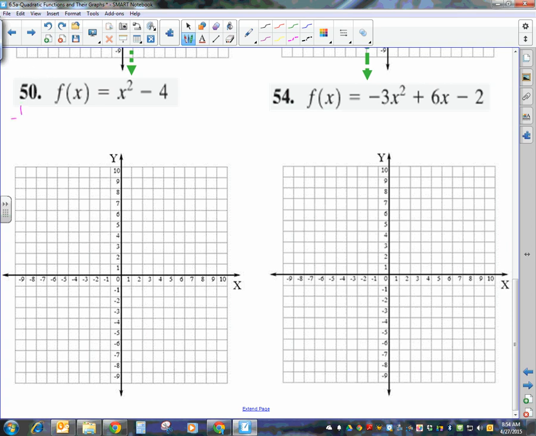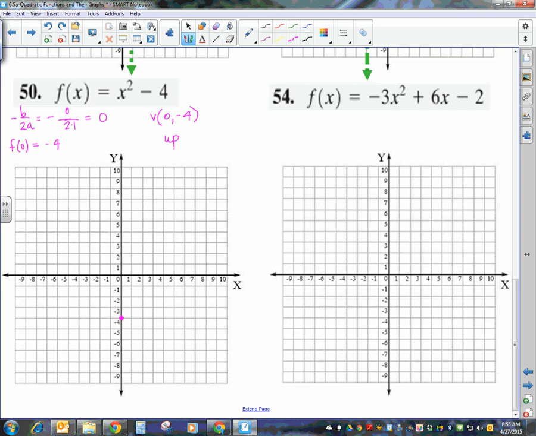So this next one, vertex is -b over 2a. Well, what is b? That's a, and that's c. So b in this case is 0, over 2 times 1. That makes my x-coordinate 0. And f of 0 is -4. So my vertex here is 0, -4. Does it go up or down? It goes up. So I'm going to plot 0, -4.